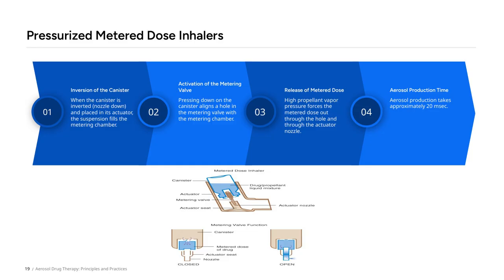efficiently. It's interesting to note that the entire process of aerosol production is very quick, taking approximately 20 milliseconds. This rapid action ensures that patients receive a precise and consistent dose each time they activate the inhaler. So, to summarize, inverting the canister fills the chamber, pressing down activates the valve by aligning the hole, and the high vapor pressure propels the medication out in a swift, controlled spray.